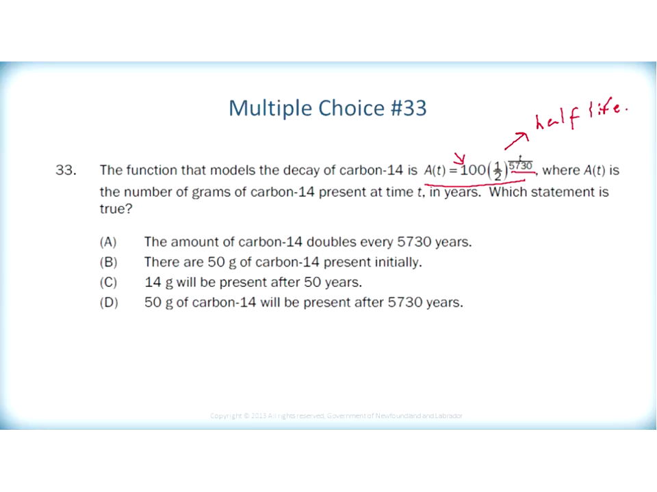So it says, which statement is true? The amount of carbon doubles? No, that's not right. It's a half-life. There are 50 grams of carbon initially present. No, there are 100 grams initially present. 14 grams will be present after 15 years. I'm not quite sure to answer that. I'm pretty sure it will not be, since after 5,730 years it will be 50 grams, which is the next one. 50 grams of carbon will be present after the first half-life, and of course that's true. 50 grams being half of its initial, right? Half the initial amount.